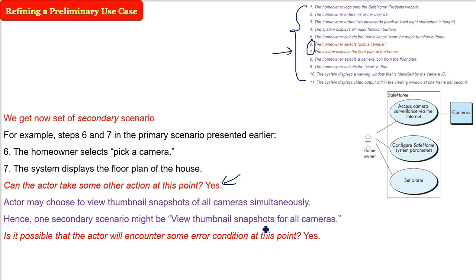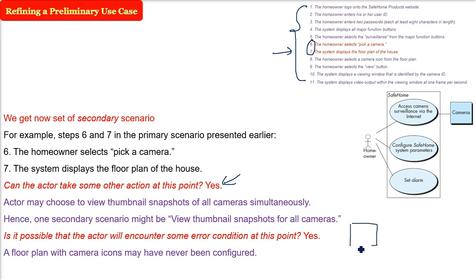What can it be? A floor plan with the camera icons may have never been configured. What does it mean? Every house is different: one floor, two floors, three floors. In every house, the installation of the cameras is different. So first you have to configure these cameras according to the floor plan. Then only you can go to the next step. How can you pick a camera when the camera is not even configured? I hope you got the idea.